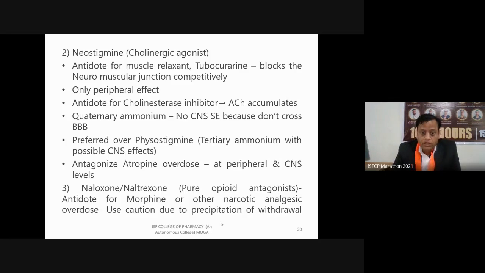They are generally naloxone or naltrexone, generally used in the overdose of narcotic analgesic agents such as morphine. So they are used in the treatment of morphine poisoning, naloxone or naltrexone.